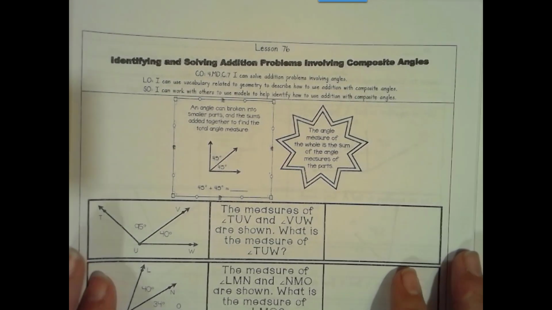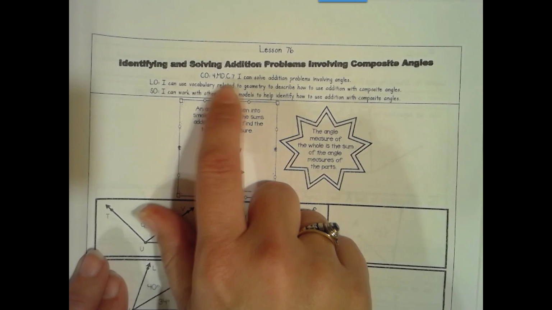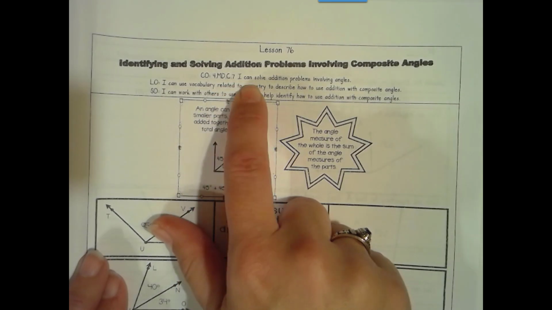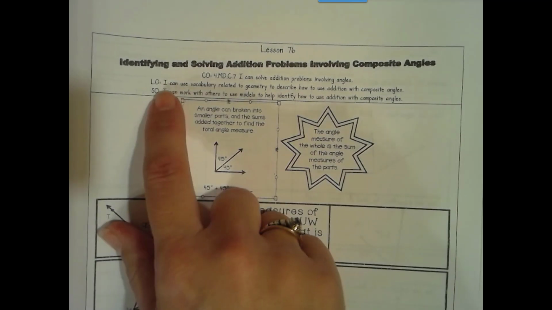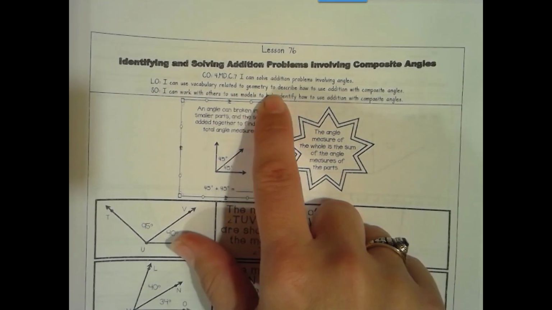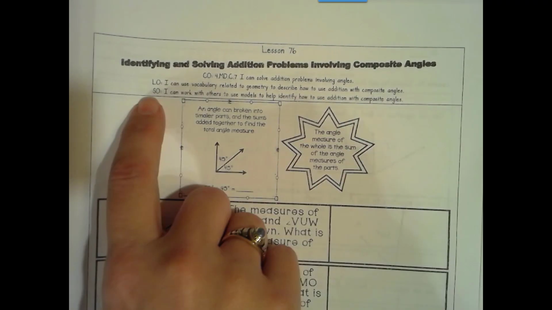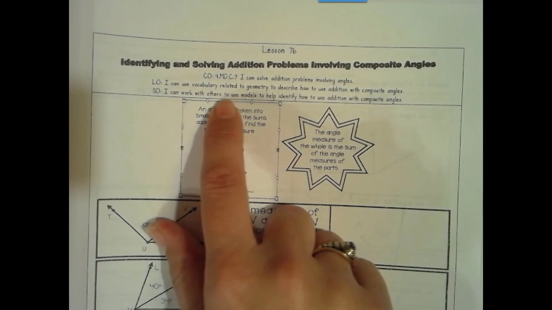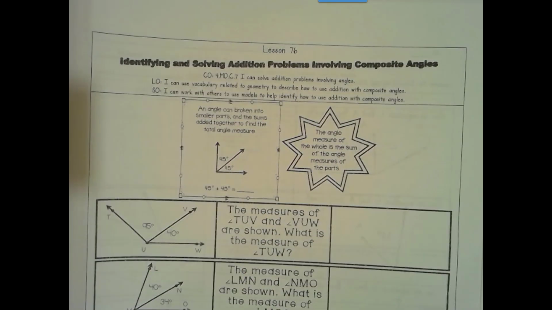Okay. So our content objective for 4th grade MD measurement data C7: I can solve addition problems involving angles. Our language objective: I can use vocabulary related to geometry to describe how to use addition with composite angles. Social objective: I can work with others to use models to help identify how to use addition with composite angles.